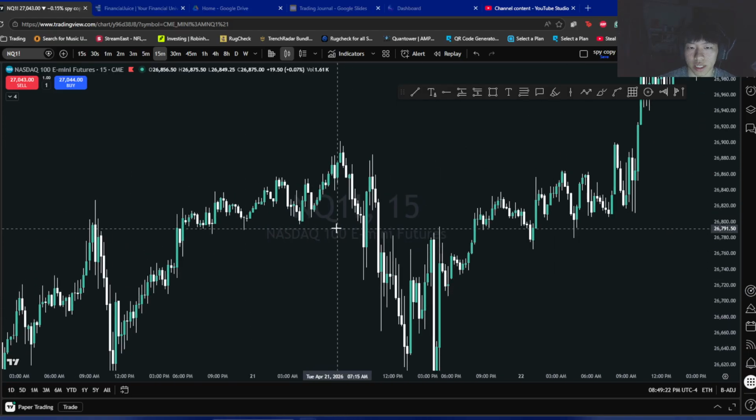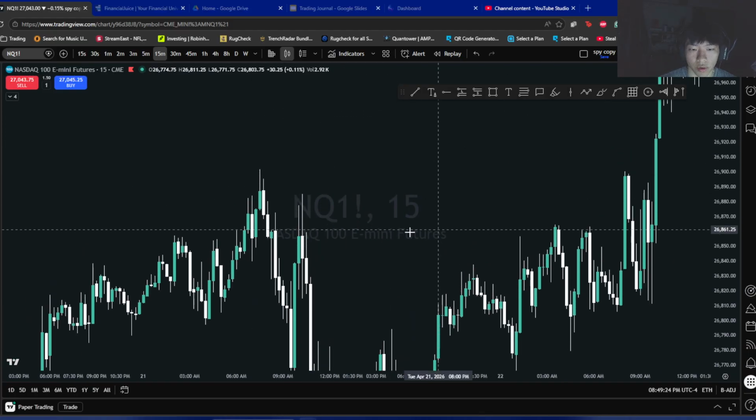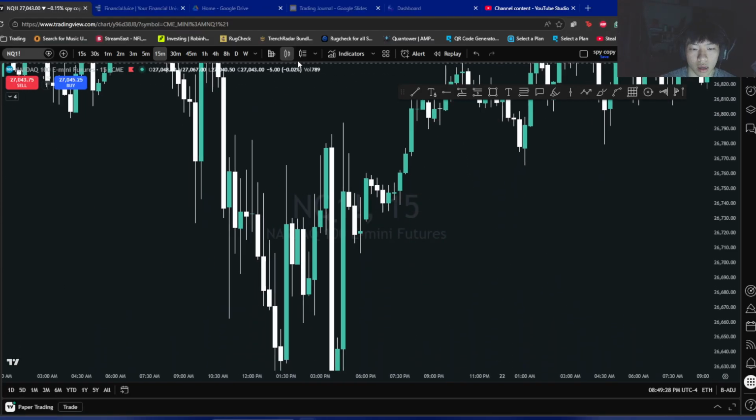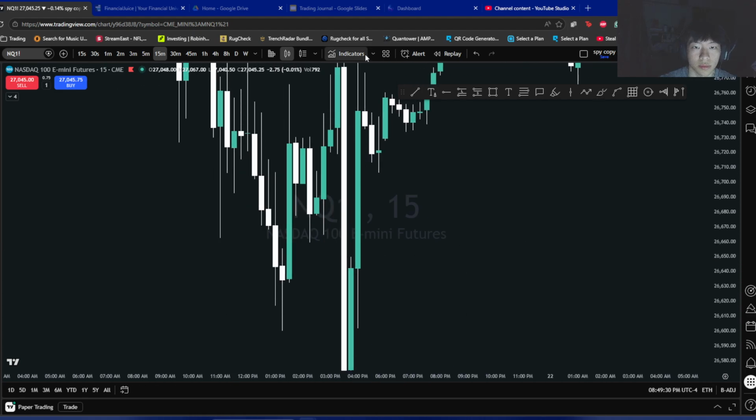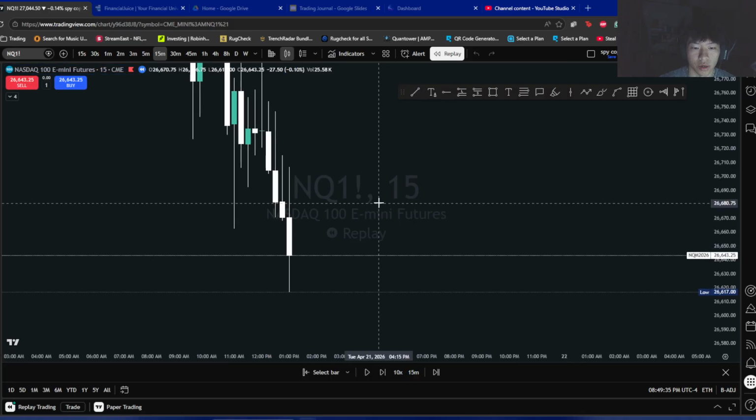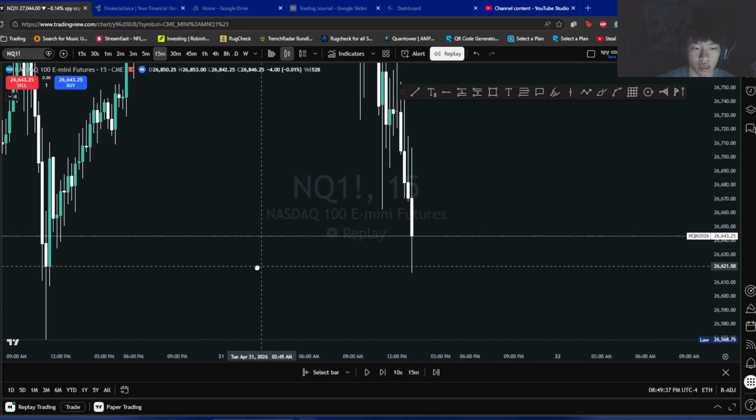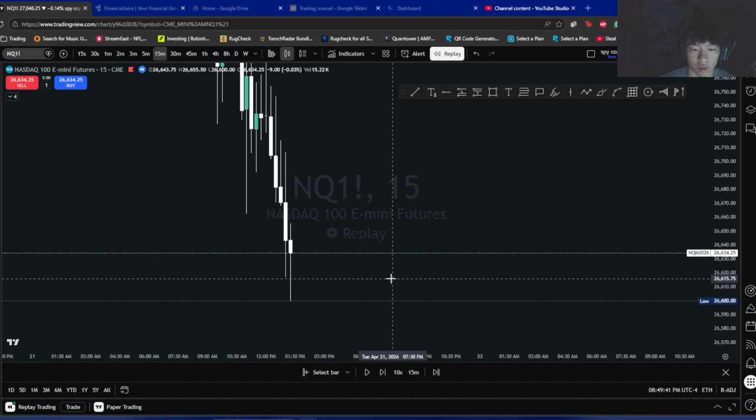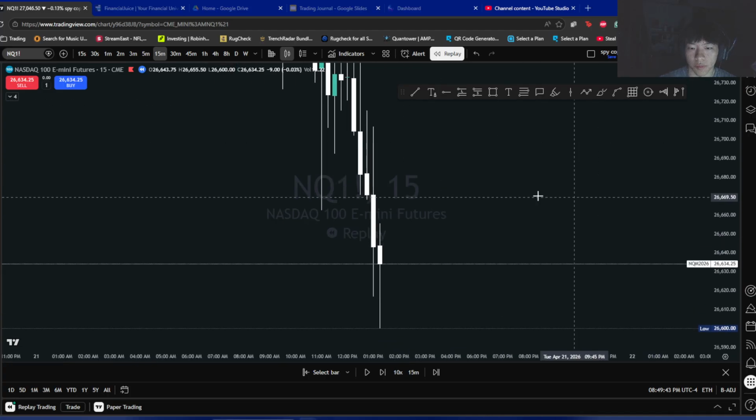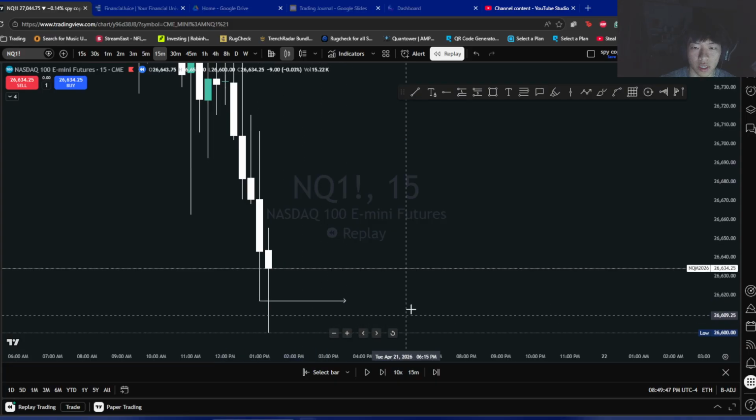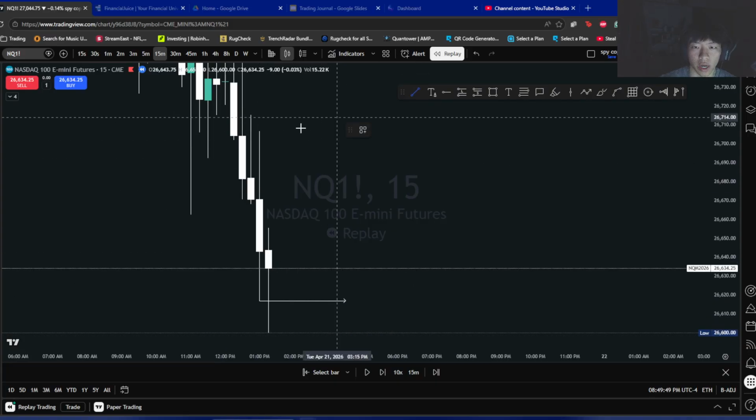Let's say, for example, we are here. Let's say I do a little replay, and we are here. You're waiting. Next candle. Nice, okay. We see here this candle closes, and we see here we sweep this candle. We come back into this range.